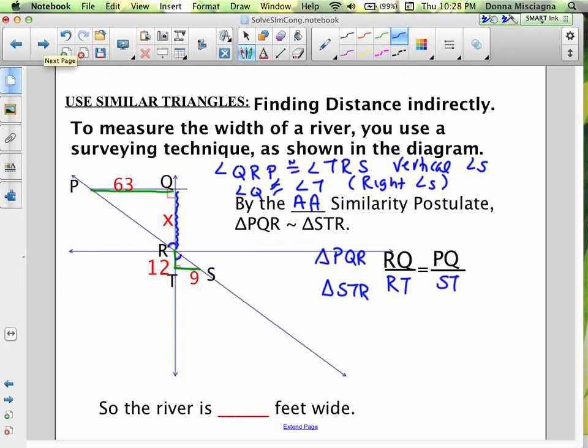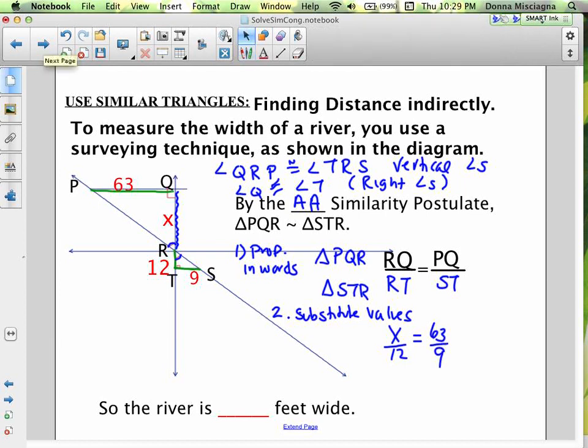All right, so we've got one triangle in the numerator, one triangle in the denominator. Now let's replace that with the values. So 1, there's our proportion in words. And number 2, we'll substitute the values. RQ is the one we're looking for. RT is 12. PQ is 63. ST is 9.